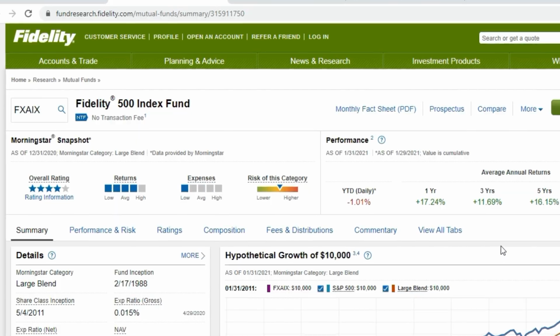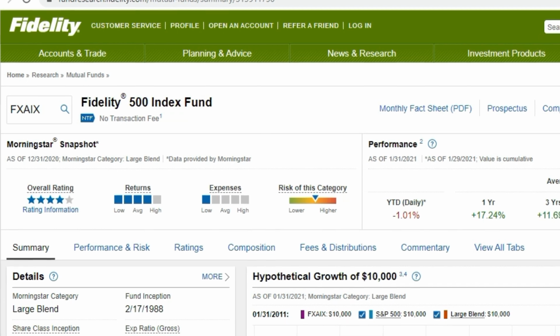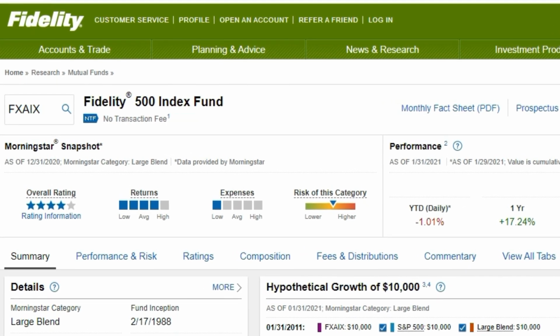Alright guys, let's go ahead and jump right into the content. You know I never like to waste a moment of your time. In this video, we're talking about three different index funds. We're going to start with just a quick overview of each of the index funds. So first we have the Fidelity 500 Index Fund, FXAIX.